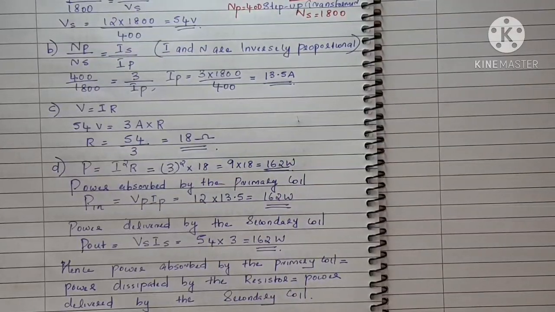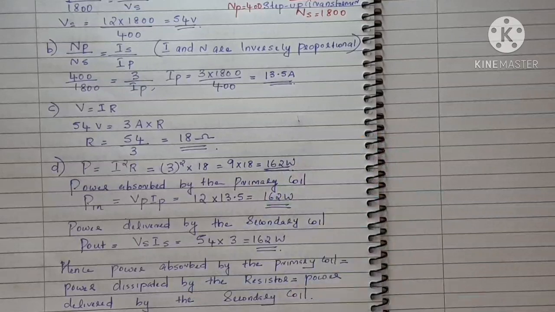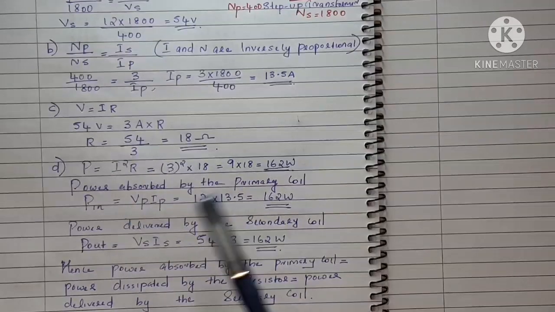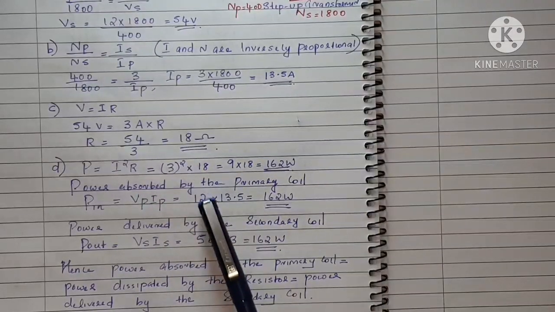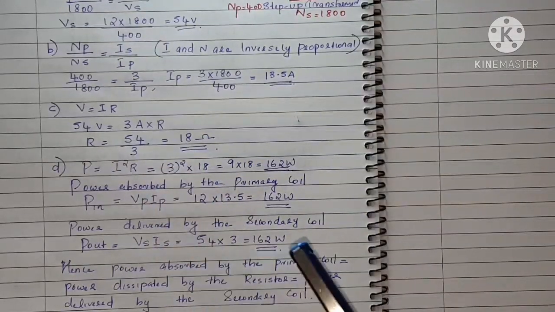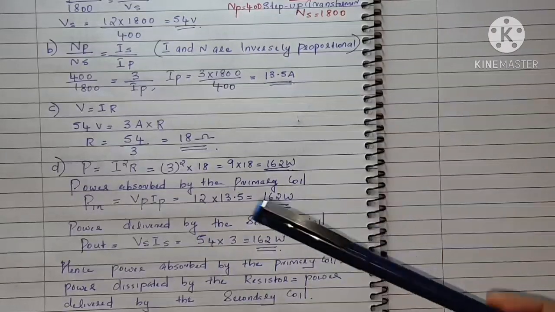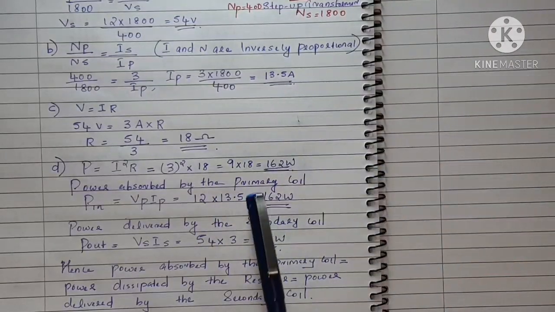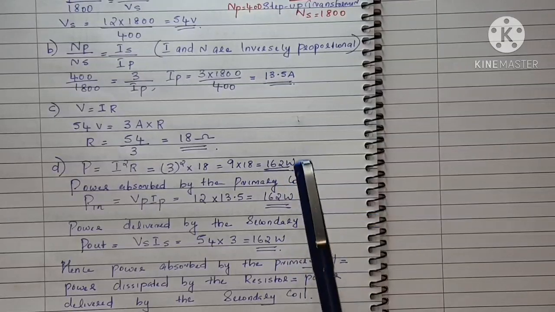Next, we need to find out how much power is dissipated by the resistor. We know that P equal to I square R. I on the secondary side is 3 square into resistor value. We already got the value for resistor, 18. 9 into 18 equal to 162 watts.